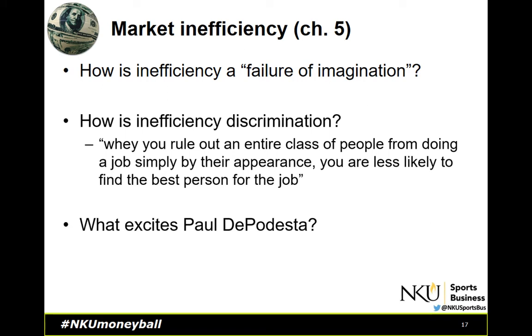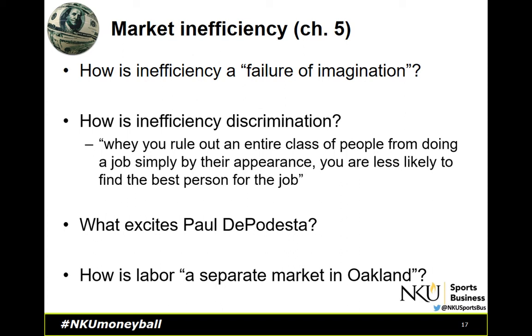So DePodesta, he gets excited about this, right? He likes this idea that other teams are very inefficient in their discrimination because he sees opportunity. He's like, if they're going to discriminate based on home run hitting, well, that's not as correlated to runs as on-base percentage, so I'm discriminating based on on-base percentage, and I'm going to take advantage of this market inefficiency. So he likes that a lot because other GMs are going to overlook the players that he really wants, right?